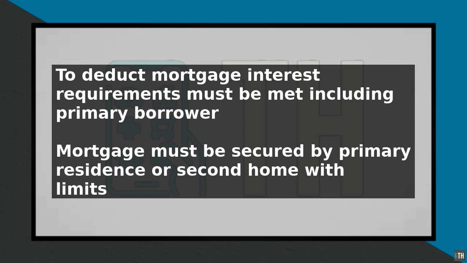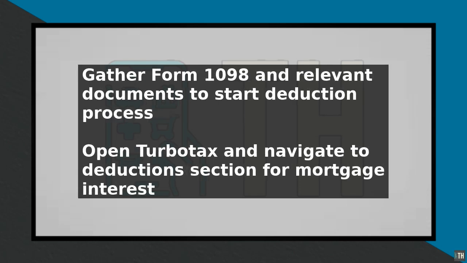First, gather your Form 1098 and any other relevant documents. Then, open TurboTax and navigate to the Deductions section. Select Mortgage Interest as a deduction, and enter the amount from your Form 1098. TurboTax will guide you through the process, asking you questions about your mortgage and the interest you paid. Be sure to answer these questions accurately, as they will affect your deduction.